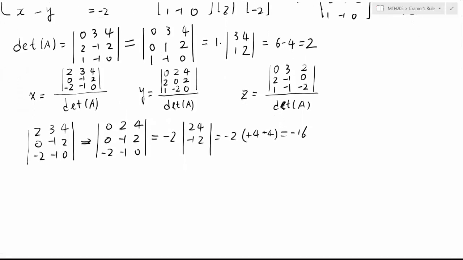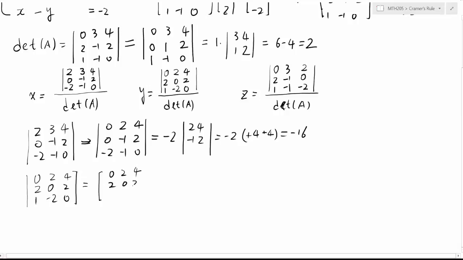We do the same thing and calculate the determinant for the numerator of y. Over here we have 0, 2, 1, and 2, 0, negative 2, 4, 2, and 0. Let's add now the first row to the last row. Then we have 0, 2, 4, and 2, 0, 2, and 0 plus 1 is going to be 1, 2 plus negative 2 is 0, and this is going to be 4.